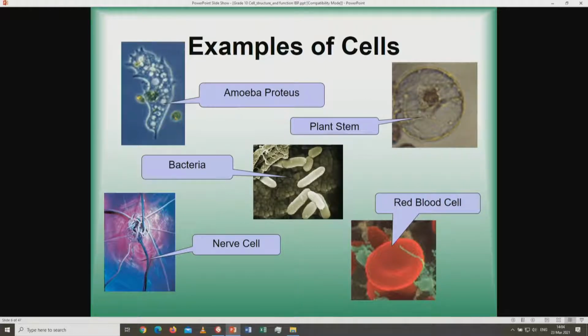Now here are just a few examples of cells. You will see the amoeba, a type of plant cell, a bacteria cell, a nerve cell, and a red blood cell. All of these are extremely small, microscopically small. And for you to be able to see them, you have to use a scanning electron microscope.